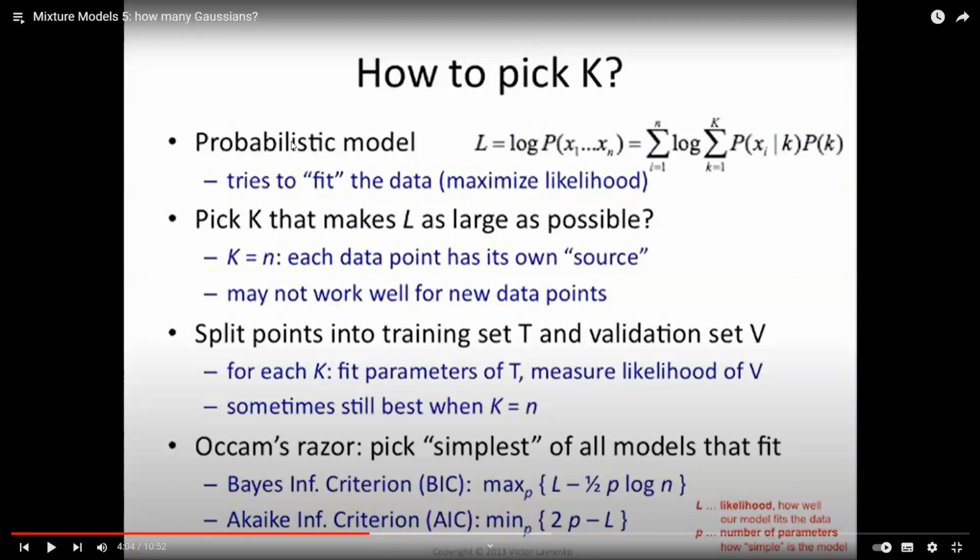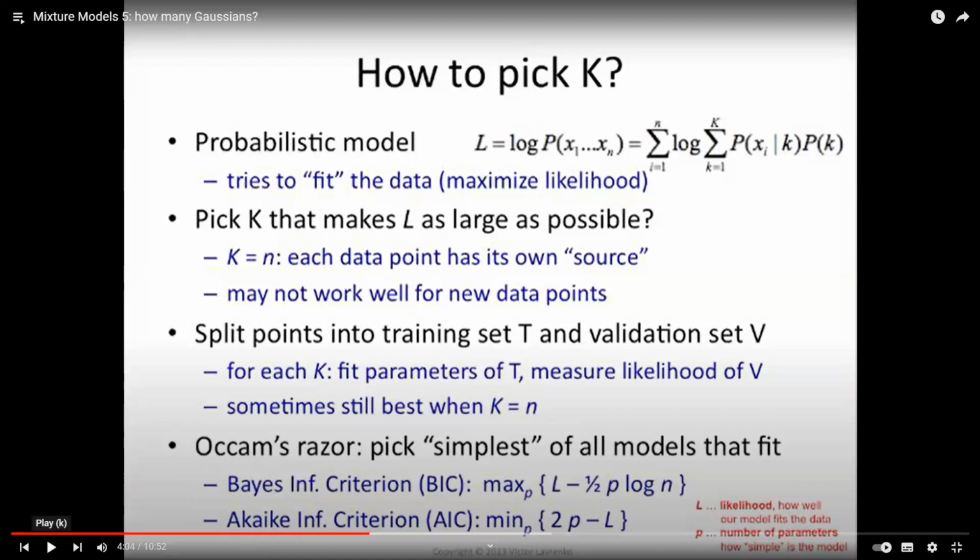In the probabilistic model, we pick the k that makes L as large as possible, splitting points into a training set T and a validation set V. Here we are using the principle of cross-validation. We'll talk about it maybe next week. Then Occam's razor: we pick the simplest of all models that fit, if we are using the Bayes or the other model, by maximizing L or minimizing P.